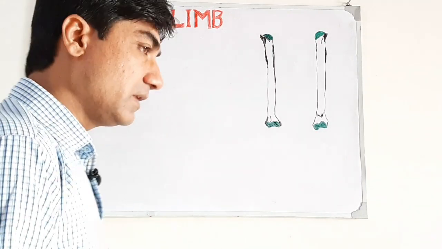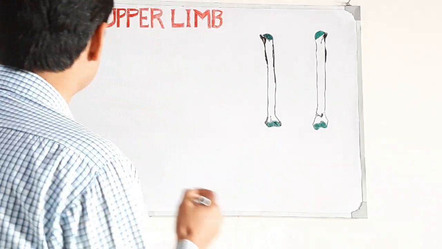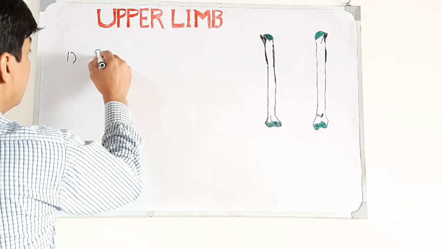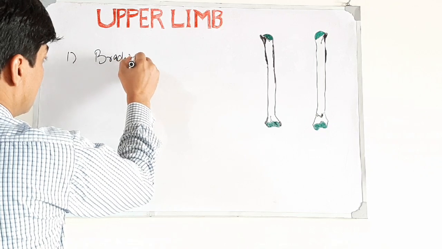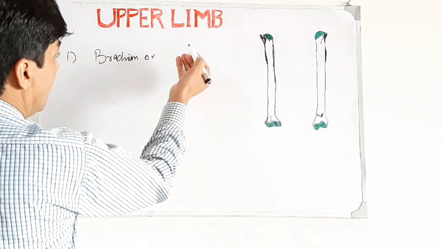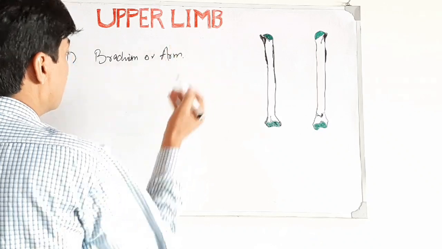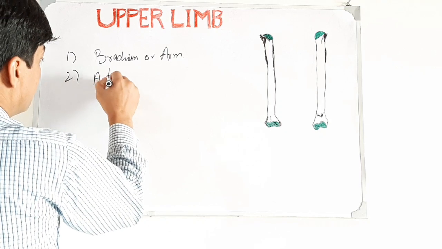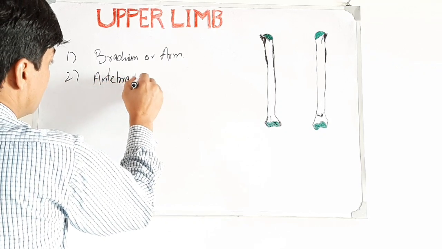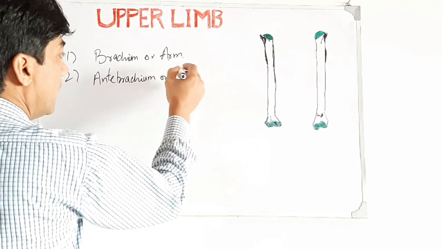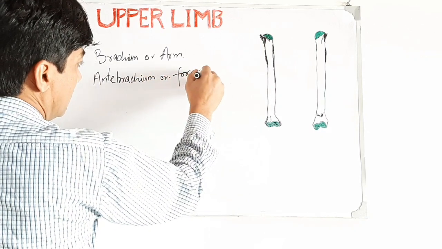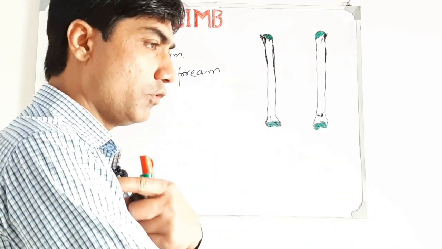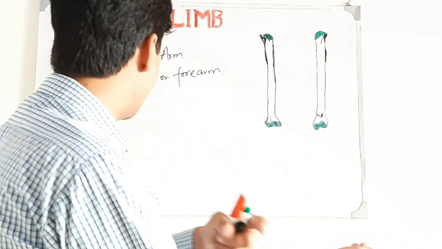The upper limb basically consists of four regions. What are the four regions? We will discuss them one by one. First of all, brachium, or simply call it arm. Second is antebrachium, or forearm. Ante means before, before arm. That is forearm or antebrachium.